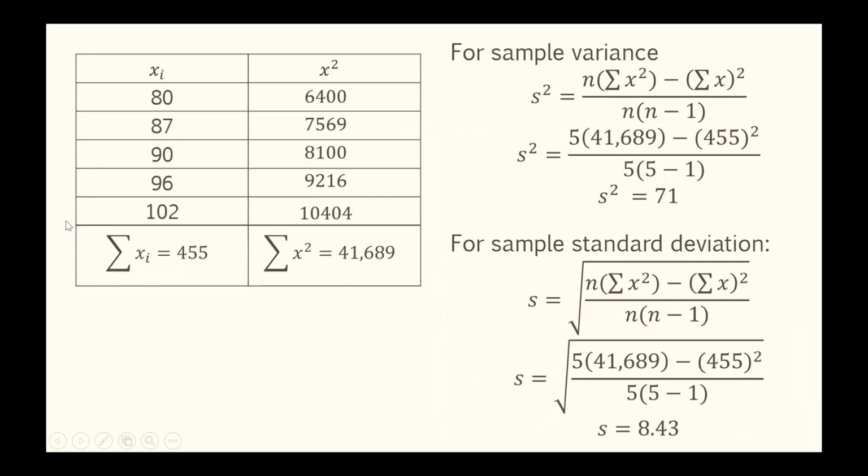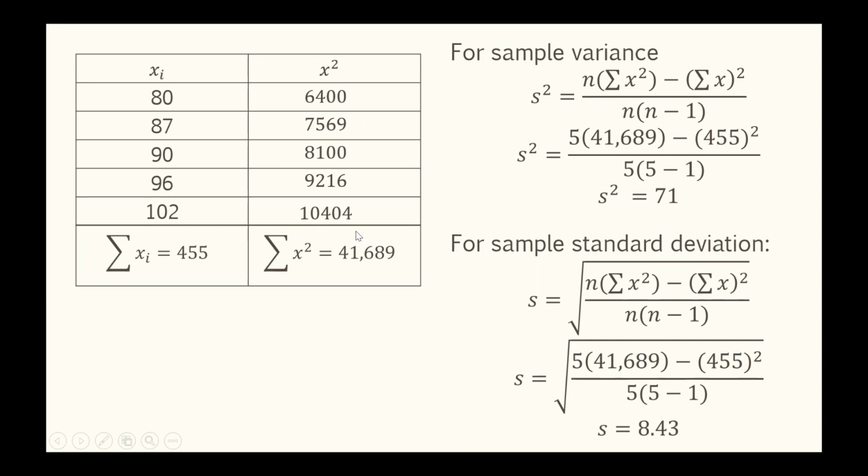So if we are going to use formula number 2, that would be like this. Using again the data, we have the scores 80, 87, 90, 96, and 102. And in the first column, we're going to get the total of that, and that is 455. In the second column, we're going to get the square of the scores given. So 80 raised to 2 is 6,400. 87 squared is 7,569. 90 squared is 8,100. 96 squared is 9,216. And 102 squared, using your calculator, is 10,404.